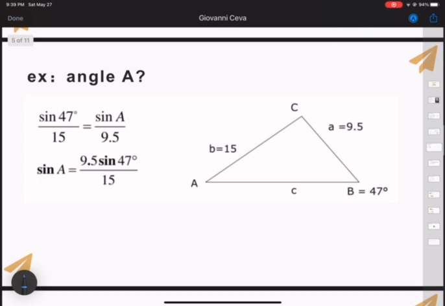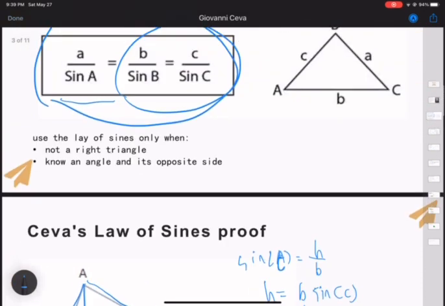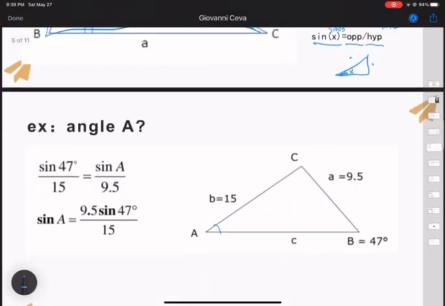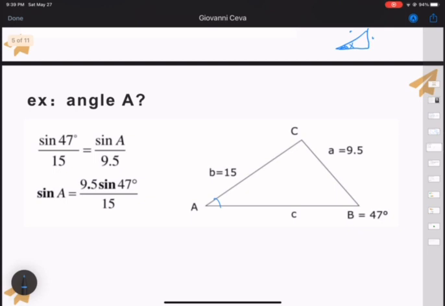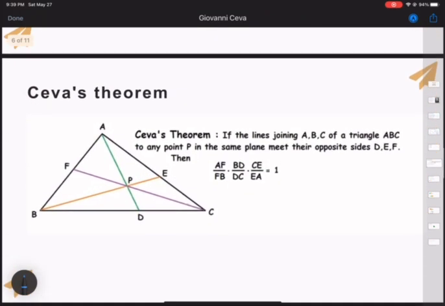So here's an example. What is the angle A? We know the law of sines, so here's what we do. Sine 47 divided by 15 equals sine A divided by 9.5, so sine A equals 9.5 times sine 47 divided by 15.